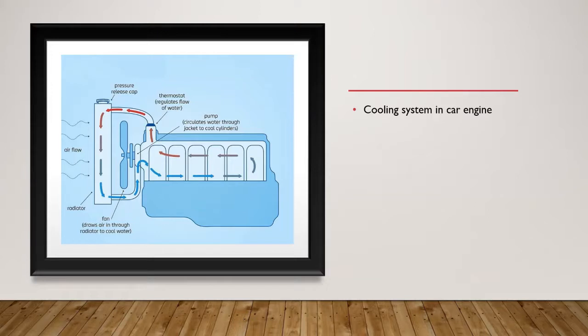Water is pumped into the engine block by the water pump. Okay, the water flows through the engine block to absorb the heat produced. The hot water then flows to the radiator. Cold air is sucked in by the fan. Heat is released from the hot water to the air through the cooling fin.